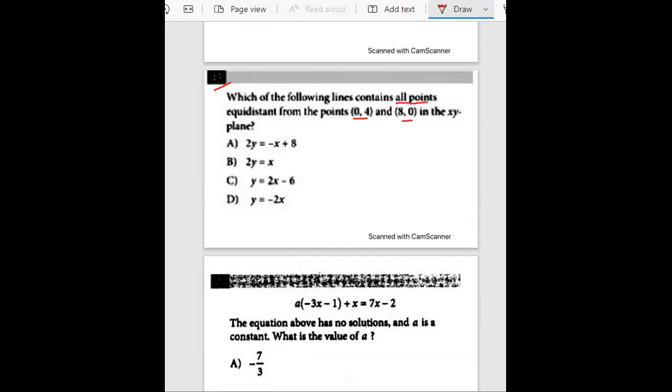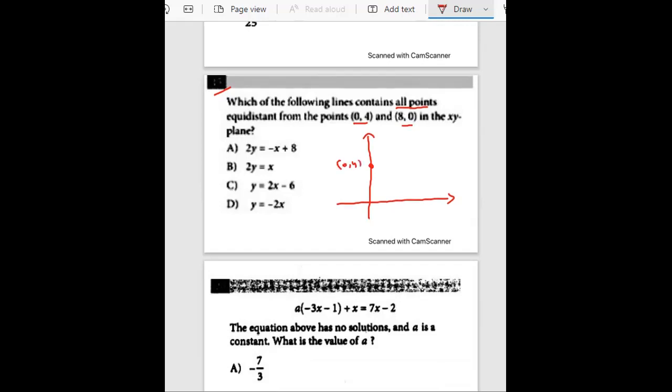Okay, for imagining this, let's make the xy plane because only then we would be able to imagine. What is 0, 4? 0, 4 means a point on the y-axis somewhere here. This is 0 and 4. And the other point is 8, 0. So it would be somewhere here, 8 and 0.